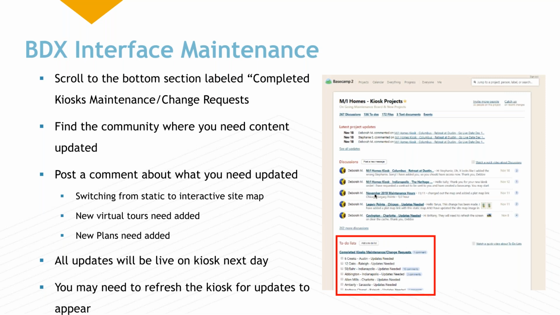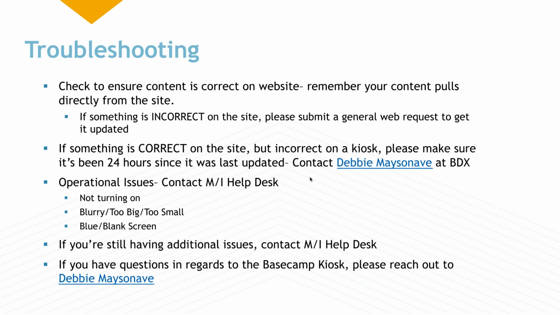You'll find the community that you need to update your content to, and then you'll go ahead and post a comment in that specific community about what you need. So you can just let them know you need new plans added, new virtual tours added, and provide them with the links or the appropriate PDFs that are needed. So all updates will be live on your kiosk the next day, and you may need to do a refresh once that happens, or after the updates have been made, just to make sure that they appear.